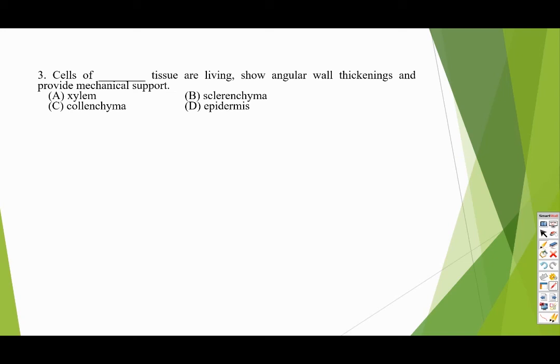So collenchyma, what is the answer, children? The cells of collenchyma tissue are living and they provide what? Angular thickenings. Very good, children. Moving on to the fourth question. Which one of the following tissues has dead cells with thick and lignified walls having few and numerous pits? Look carefully at pits.